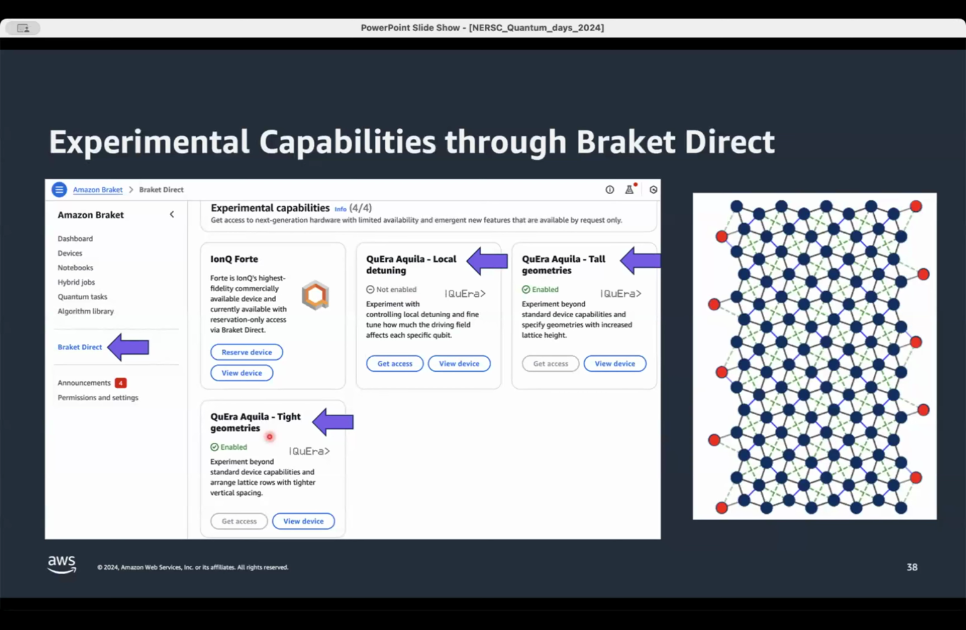This is very useful in this particular project because the lattice that I show here has heights of 128 micrometers, and that is beyond the standard lattice geometry that we're allowed to run. But because it's so critical to the experiment, we launched this feature and allowed people to use tall geometries. The row separation here is also smaller than what we typically allow. And we have this tight geometry that allows you to realize more exotic geometries.